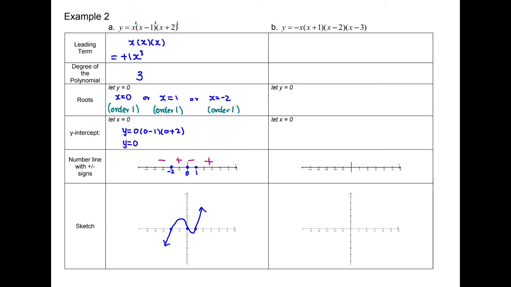So as you can see, when they go through the roots, this part looks like a linear line, this part looks like a linear line, and this part looks like a linear line. And where they go through the y-axis, that's labeled the y-intercept, 0.